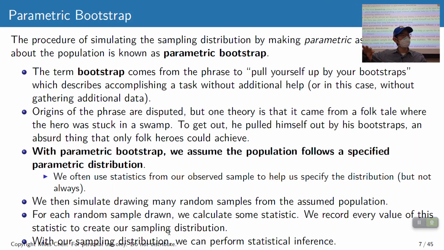You're still assuming the population is normal and has certain parameters, but now at least some of those numbers are grounded in reality because they're based on a sample that you've collected. Now that you have an assumed population, we're going to simulate our sampling distribution by randomly sampling values from this population. Every single sample you select, you calculate your sample statistic, and from there, you create your sampling distribution.